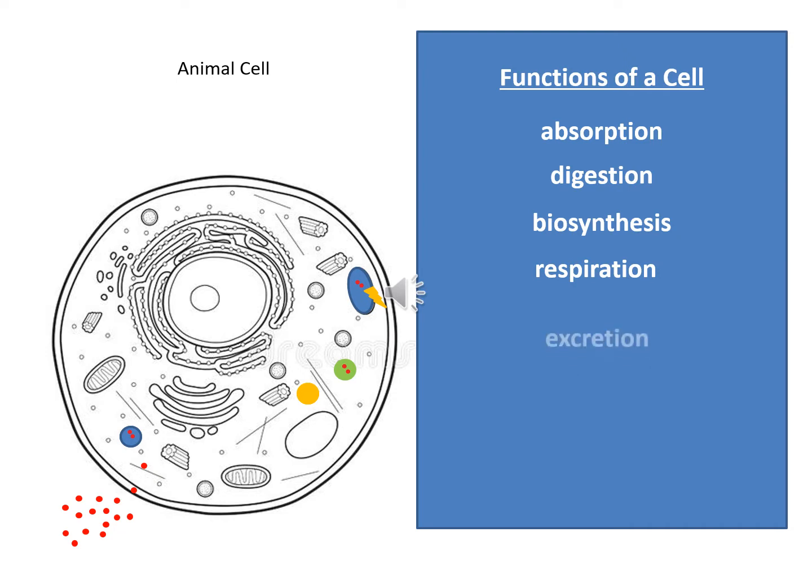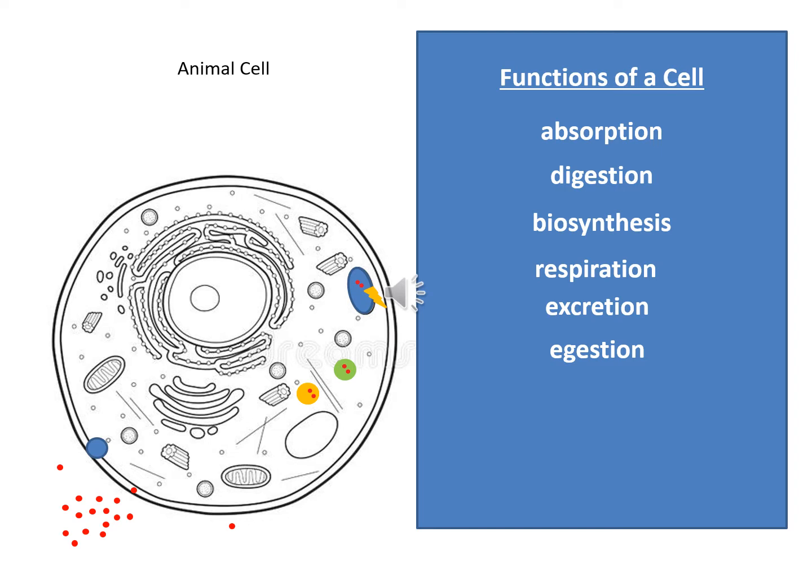Another function of the plasma or the cell membrane is excretion. Excretion is basically the opposite of absorption. If a molecule is small enough to pass through the plasma membrane, it will be excreted. If, however, it's not small enough to pass through the plasma membrane, it goes through the process of egestion. In egestion, a waste vacuole transports the waste molecules to the plasma membrane and then releases them.